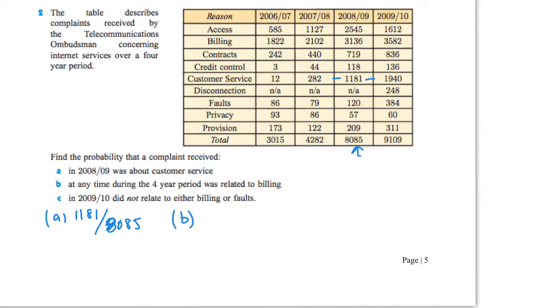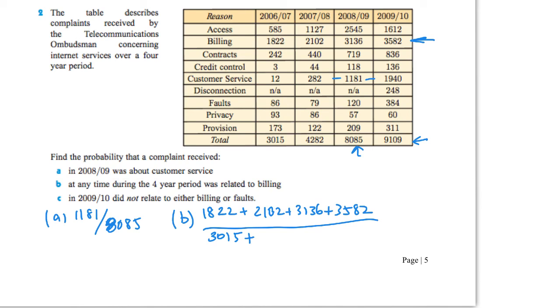Part B, at any time during the 4-year period related to billing, so we need any time related to billing. So we're going to have to just do some addition here. That's the total complaints about billing. And then I need how many total complaints overall. So again, just addition to make the frequency in the numerators and the total in the denominators. Okay, I didn't finish working that through.